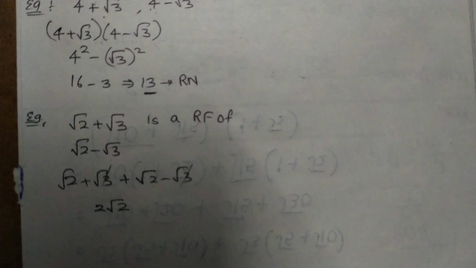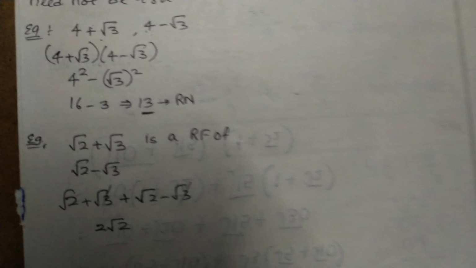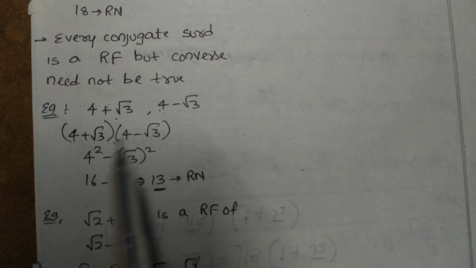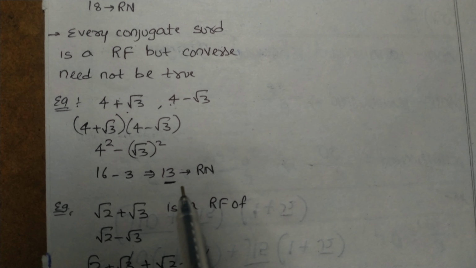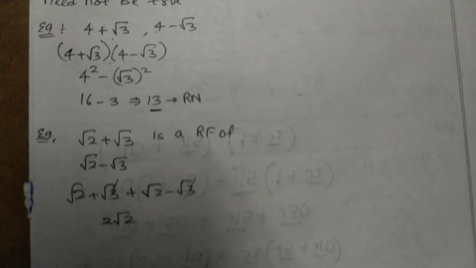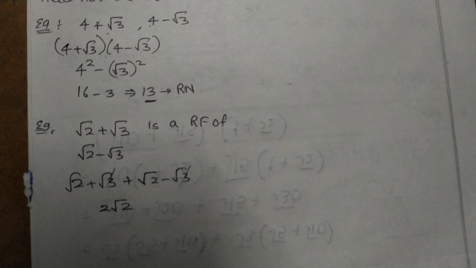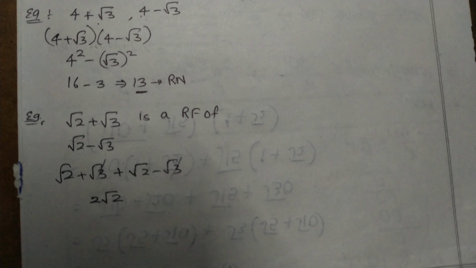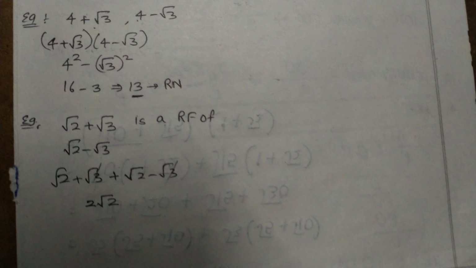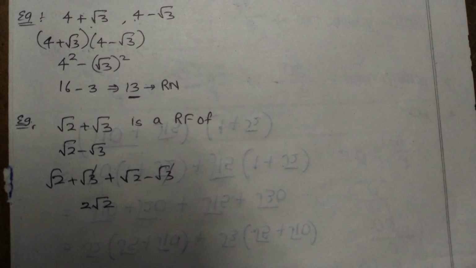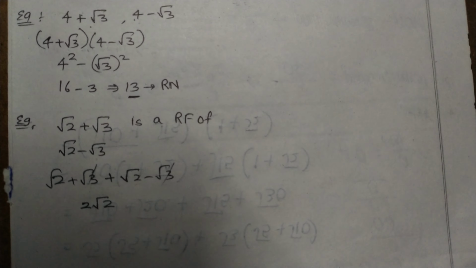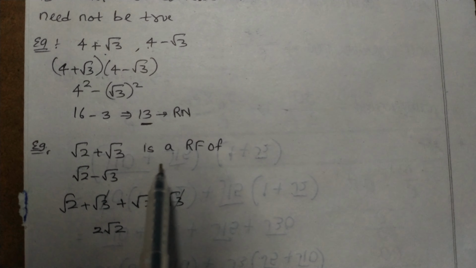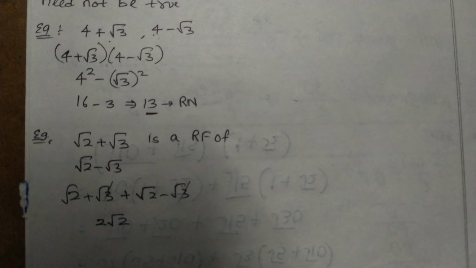Okay, so this is how you have to think. The first one is 4 plus root 3, 4 minus root 3. If you multiply, you get a rational number. Suppose here also if you multiply, then you will get a rational number. (a plus b)(a minus b) is a square minus b square, so 2 minus 3, which means you will get minus 1. Minus 1 is a rational number. Yes, it is a rational number. If it is a rational number, then it should be a rationalizing factor, right?